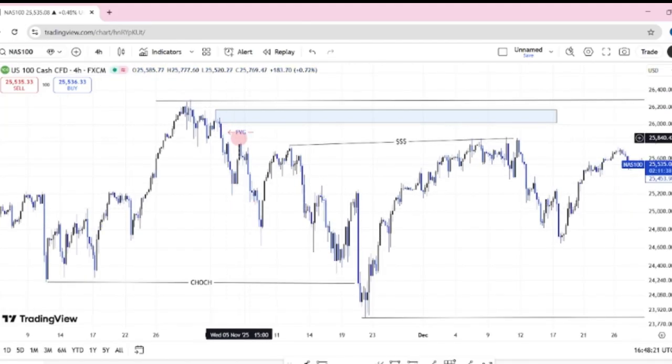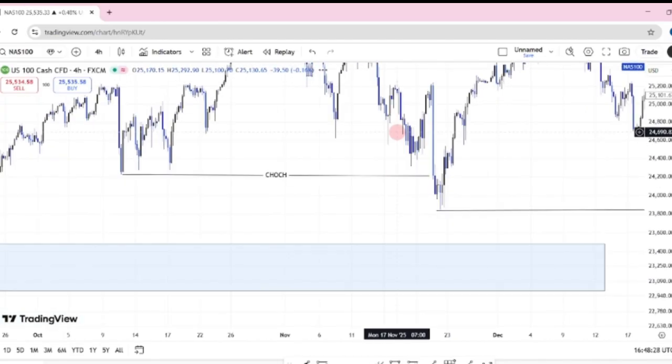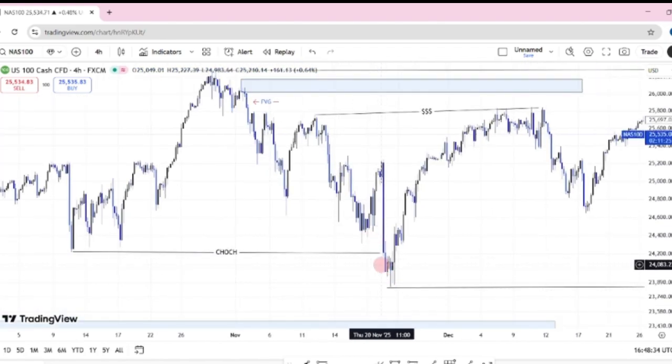So to the left hand side, we've marked our supply and we've marked our external change of character, and don't forget we have this demand level we're expecting price to come back into. Now, looking at this price action to the downside, let's label all of this so you understand what we'll be looking at to the right hand side.